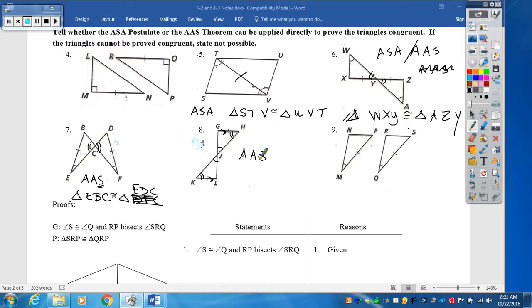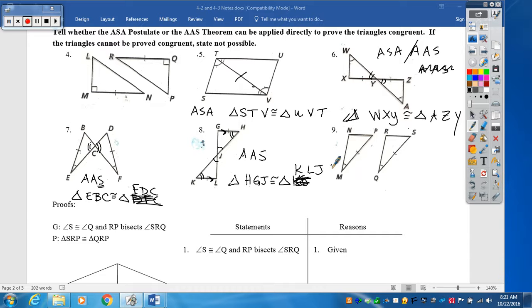Okay? And so as I finish this off, if we go ahead and do HGJ, what would that correspond with from the other triangle? HDJ, KLJ, L, what am I doing here? KLJ, there we go, okay. So, hopefully you got that down.